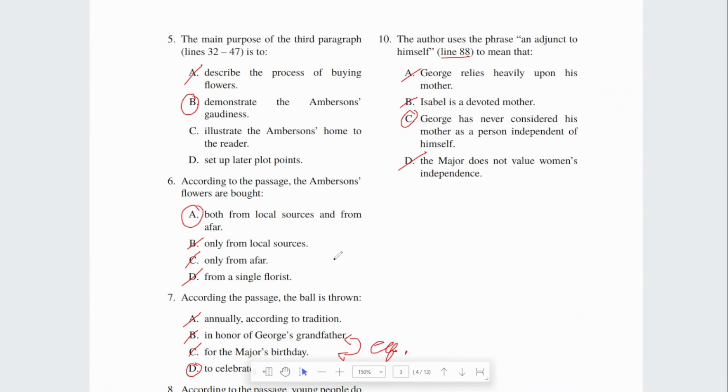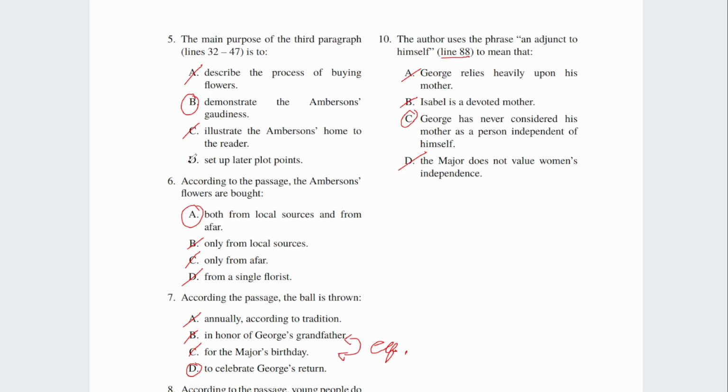We're learning that they like to be the center of attention, that they like to throw this kind of party that conveys a specific image about who they are. So the home is not really an important point, except in that the home shows how gaudy the Ambersons are. So this is a supporting point to point B, right? Answer choice C is a supporting point to the main purpose of the paragraph.